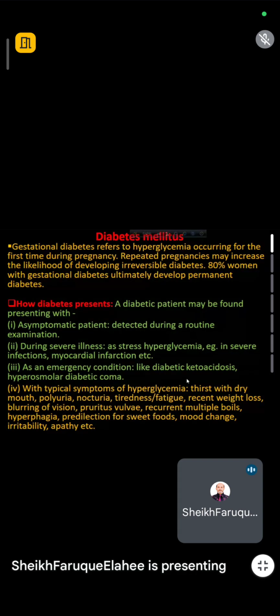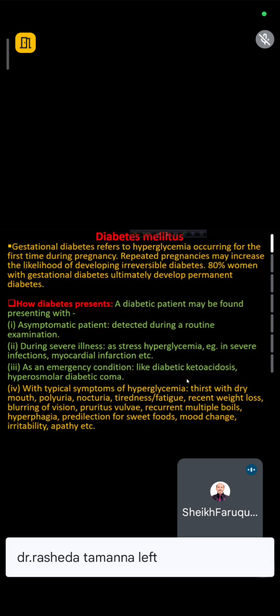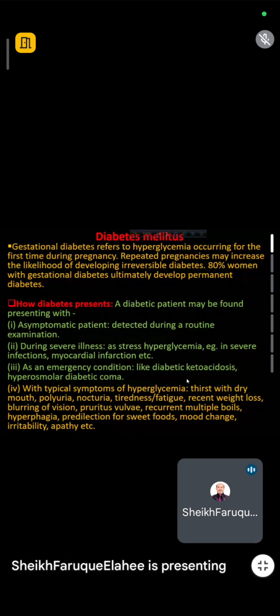But when a person has full-fledged diabetes, you should know his symptoms also. Only by symptoms you know that he has diabetes. So when a person has diabetes for a longer time and he did not take any step for diagnosis or treatment, then he will develop some symptoms. So these are the symptoms of diabetes.